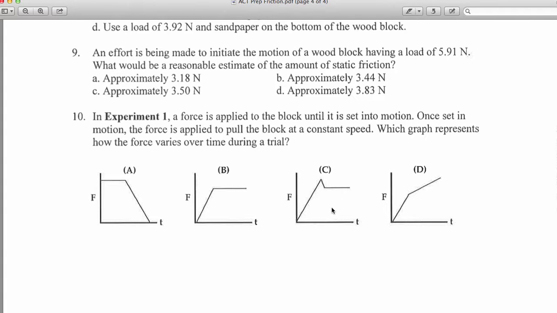Number 10. In Experiment 1, a force is applied to the block until it is set into motion. Once set in motion, the force is applied to pull the block at a constant speed. Which graph represents how the force varies over time during a trial? And you can see 4 different graphs represented below.